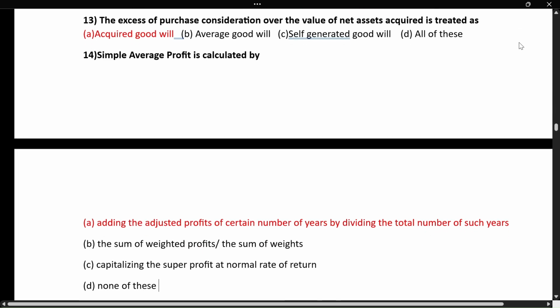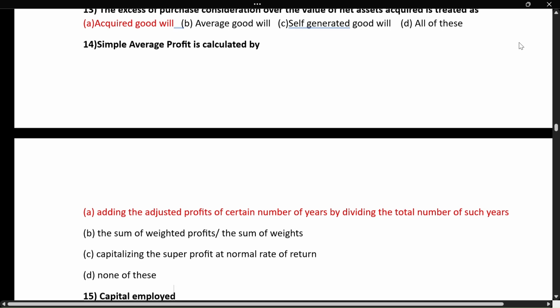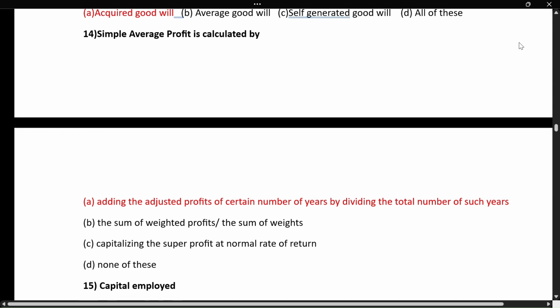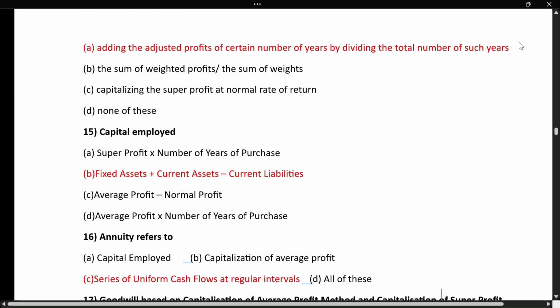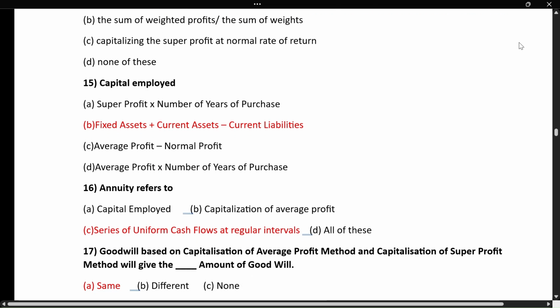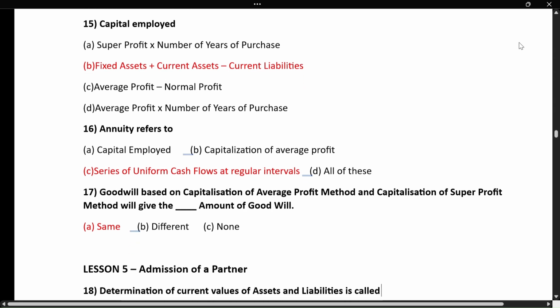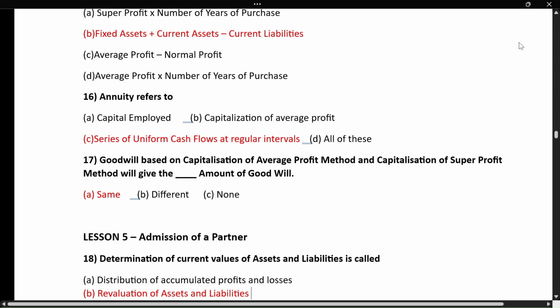Simple average profit is calculated by adding the adjusted profits of a certain number of years and dividing by the total number of such years. Capital employed: the formula is fixed assets plus current assets minus current liabilities. Annuity refers to a series of uniform cash flows at regular intervals.